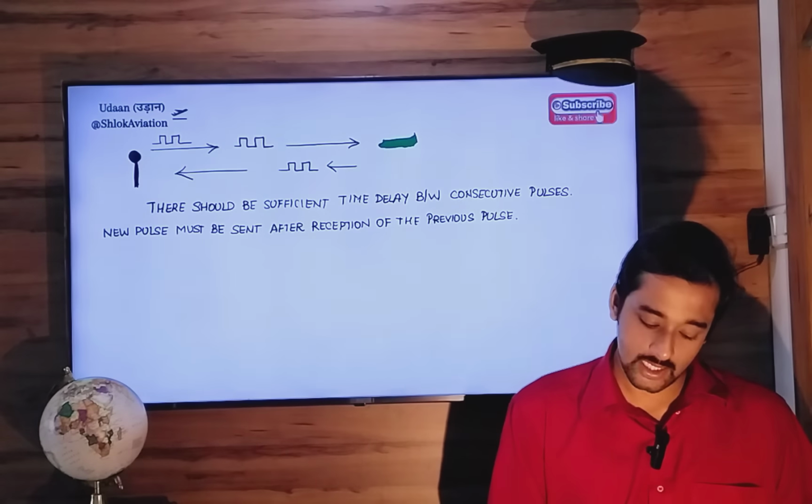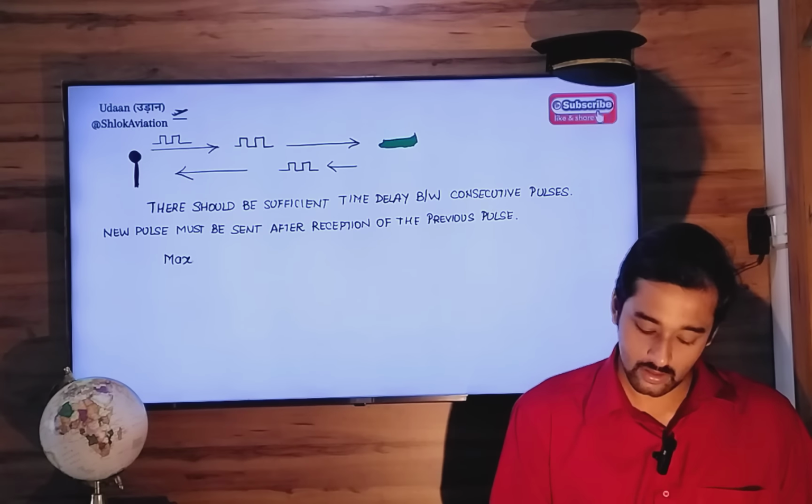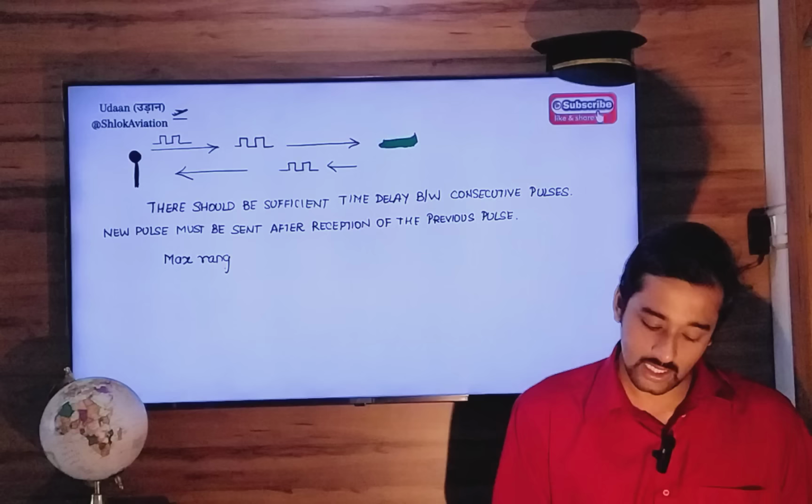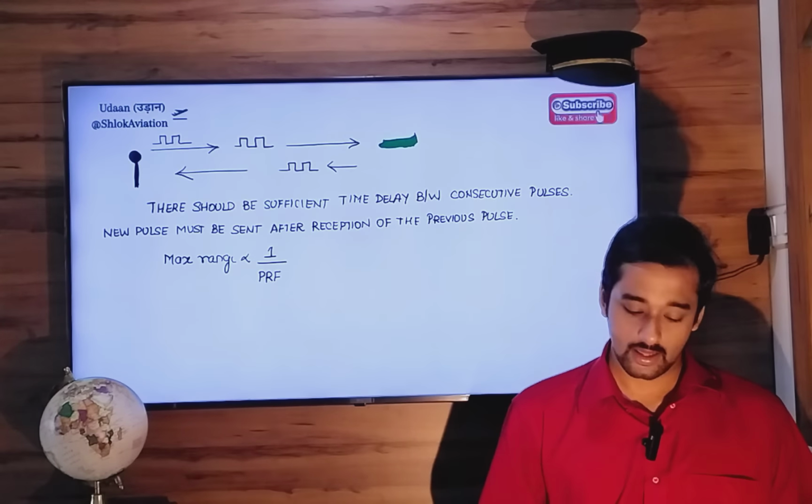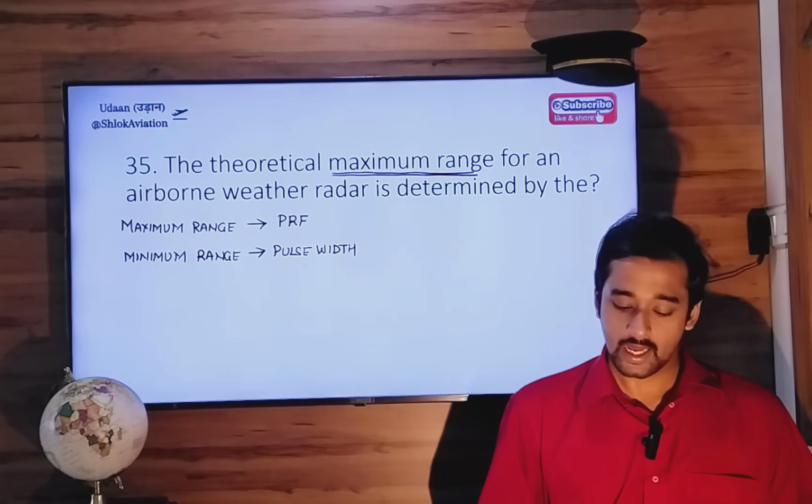Okay, therefore maximum range is inversely proportional to pulse recurrence frequency. That's it. Minimum range is pulse width.